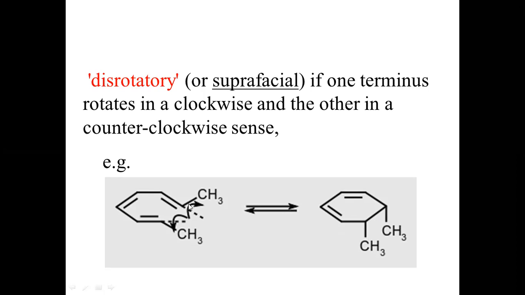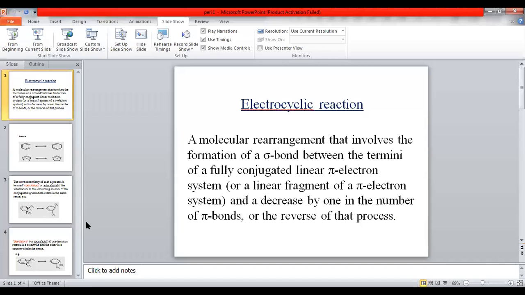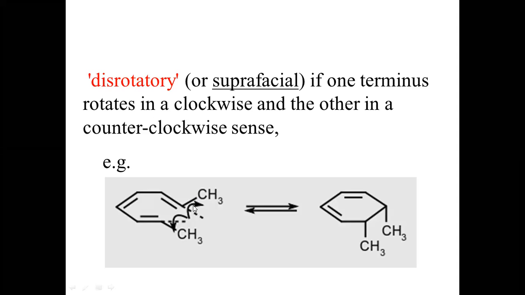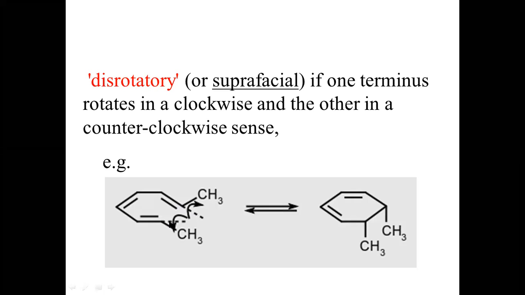Suppose you rotate this one anti-clockwise and this one clockwise, then you can see this methyl group goes upside and this methyl group goes upside. So this is what we call disrotatory. So you can have another stereochemistry where both methyl groups are projecting upside with respect to this sigma bond. Even this can be called disrotatory.